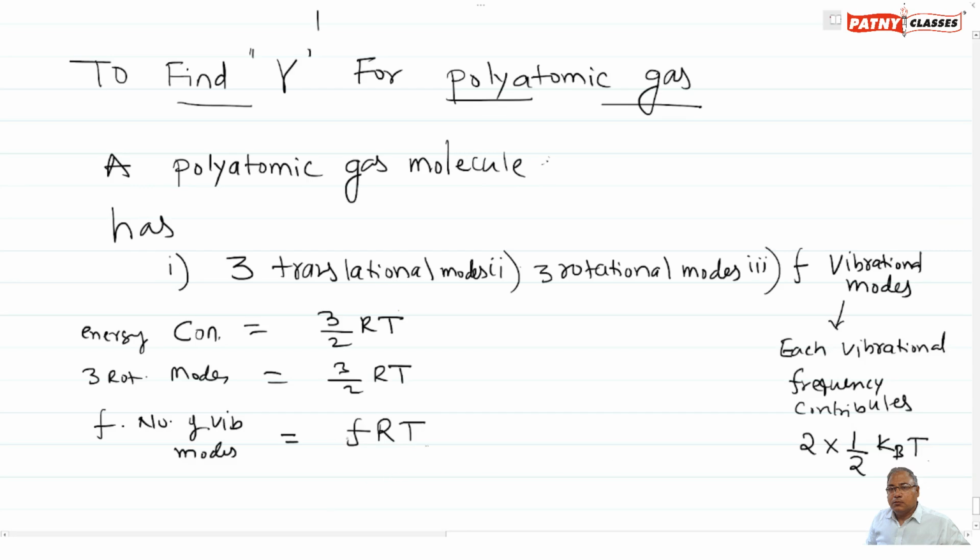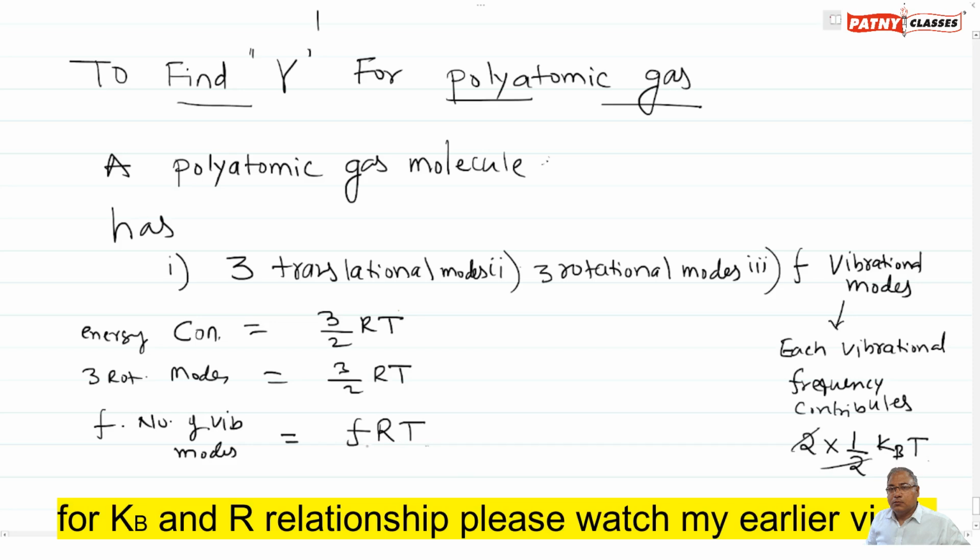Why is the 1 upon 2 not there here? The reason is, as per the law of equipartition of energy, each vibrational mode contributes energy double the half kBT. So 2 and 2 get cancelled, and we get kB multiplied by T. So we got here FRT.